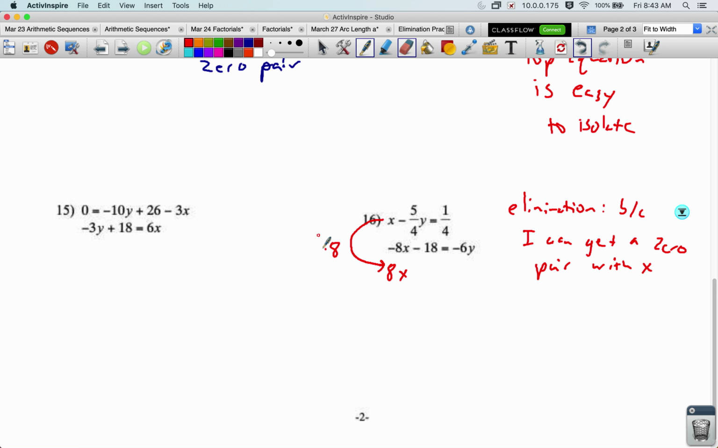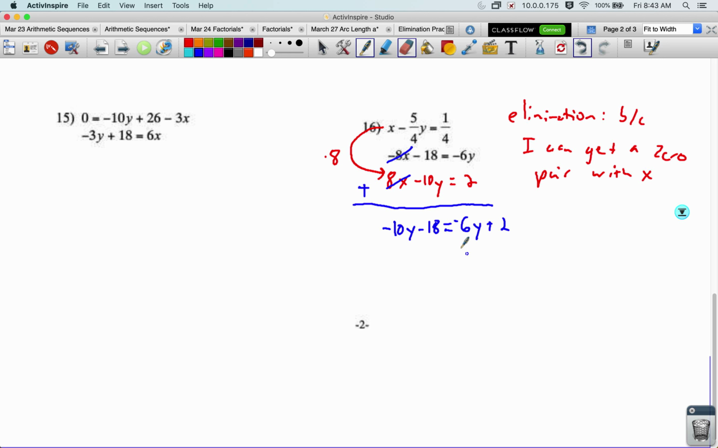Let's see, negative 5 times 8 is negative 40, divided by 4 is negative 10, so negative 10y equals 1/4 of 8 is a 2. All right, unfortunately, like terms are not conveniently lined up here, so we're going to get some extra terms. But the x's will cancel out. These can't be combined, so I have to write it as negative 10y minus 18 equals negative 6y plus 2. But now y is my only variable and I can solve for it. I'm going to move my variables together. I'll move the smaller one by adding 10y to both sides.